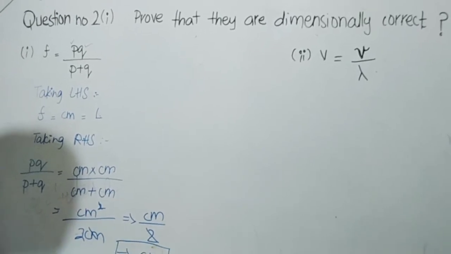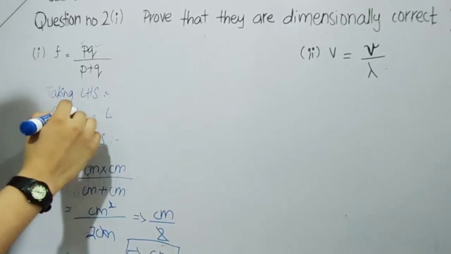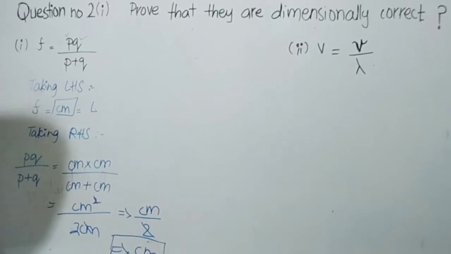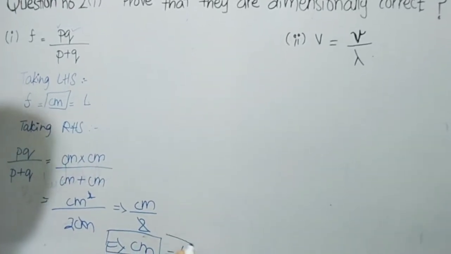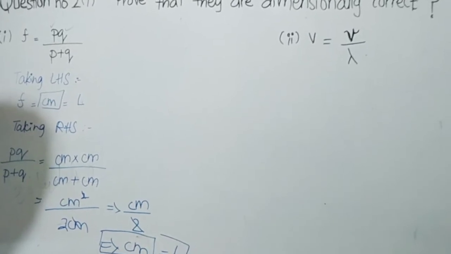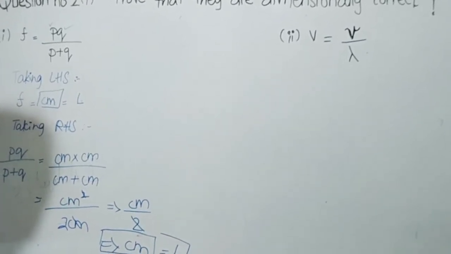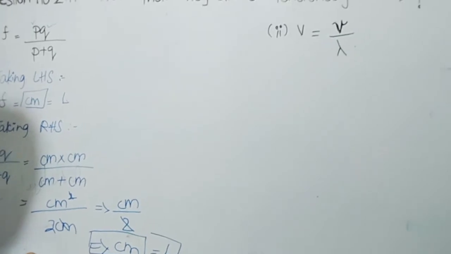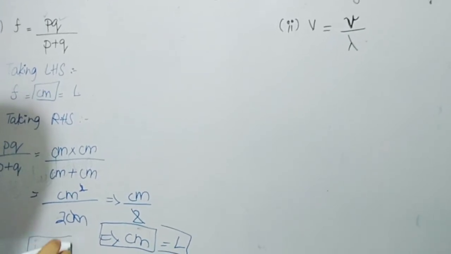Therefore, it is proved that this equation is dimensionally correct because here on the left we get L and on the right we also get L. Hence, we can write that LHS is equal to RHS because both times we got L. That is L equals L. That's going to be our final answer.